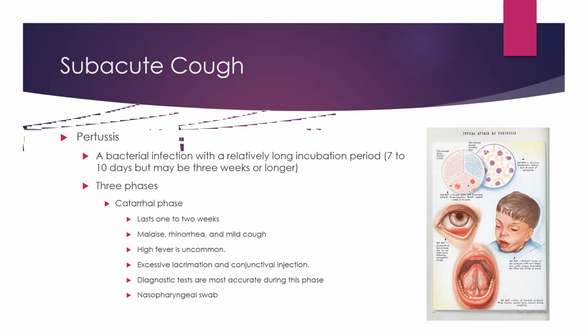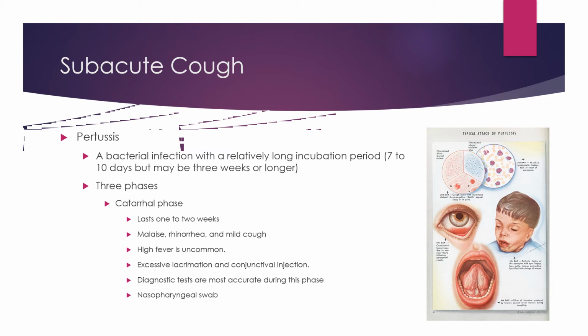So when we're talking subacute cough, we're talking pertussis. And when we're talking pertussis, it's a bacterial infection with a relatively long incubation period, 7 to 10 days, but may be 3 weeks or longer. And we know this is typically a gram-negative rod, and it is usually what causes this in most people.